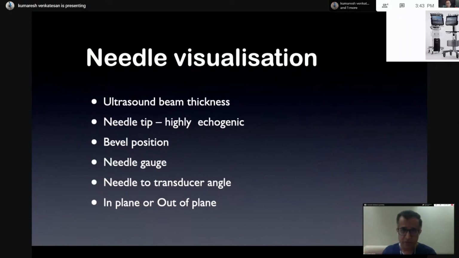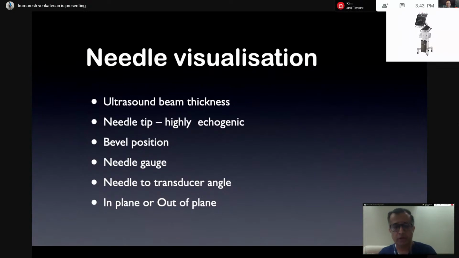Few points about how to look at the needle. Okay, the ultrasound beam thickness is only about 1 millimeter or so. So you're going to only see the needle when the needle comes in contact with the ultrasound beam. There are two parts to the needle: one is the bevel and the other is the shaft.